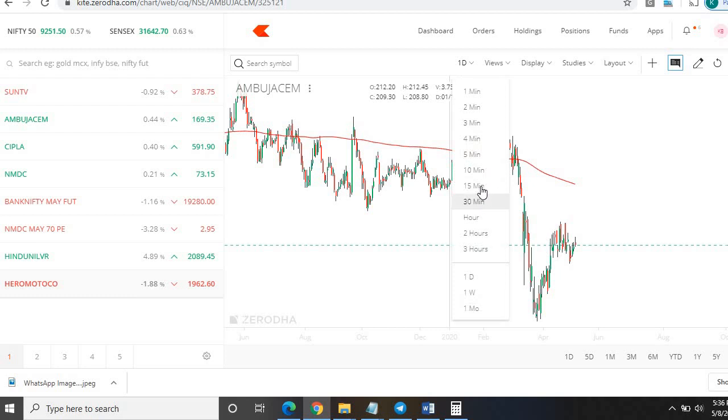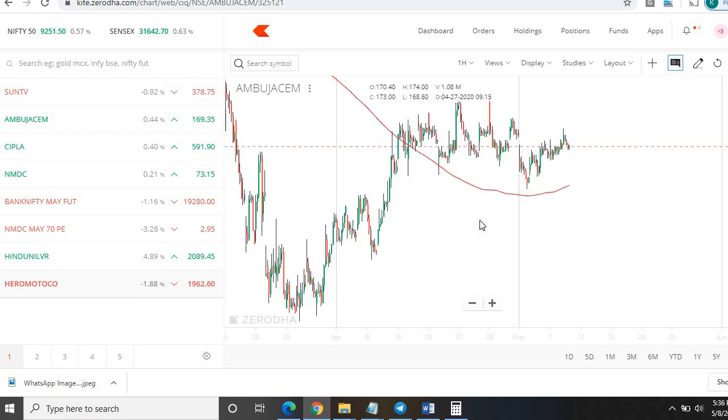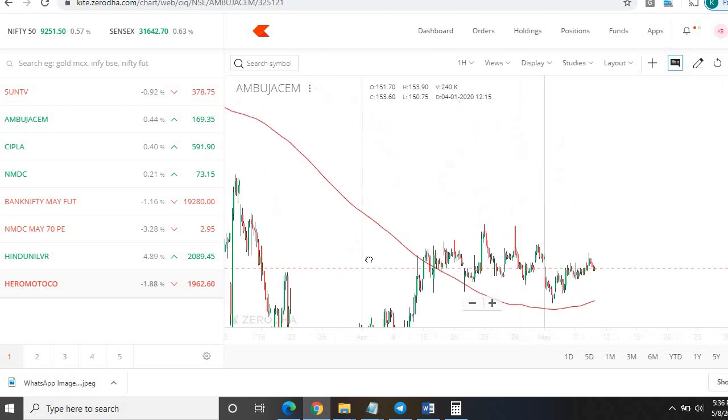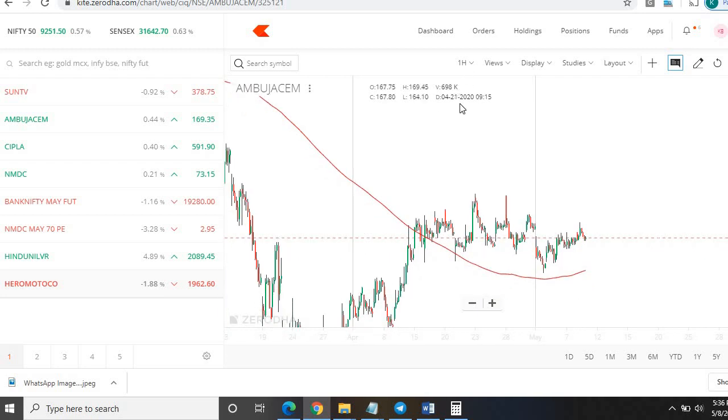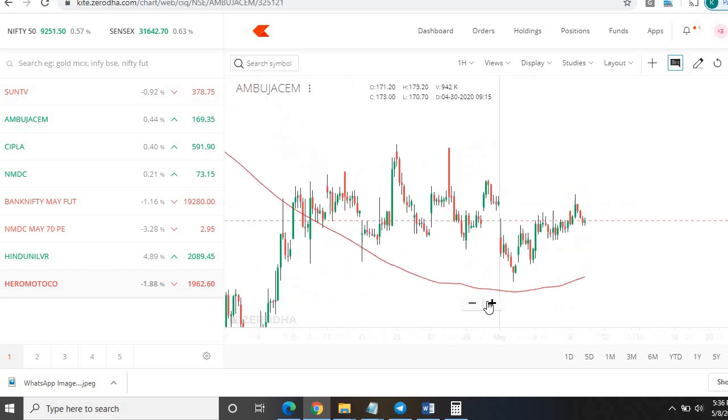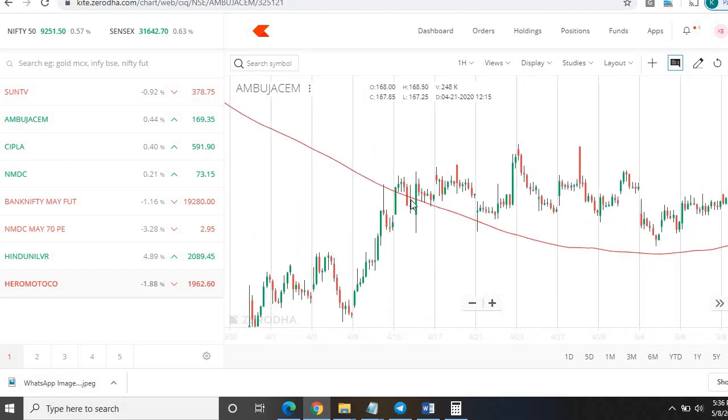If you look at it, I will take the 1 hour time frame for better understanding. On the 1 hour time frame, this is the 200 SMA, or simple moving average. The price is above this. Whenever the price goes above and stays there, you can think it is coming from below the 200 moving average and going above it. That means you are entering into a buy setup of this particular Ambuja Cement.